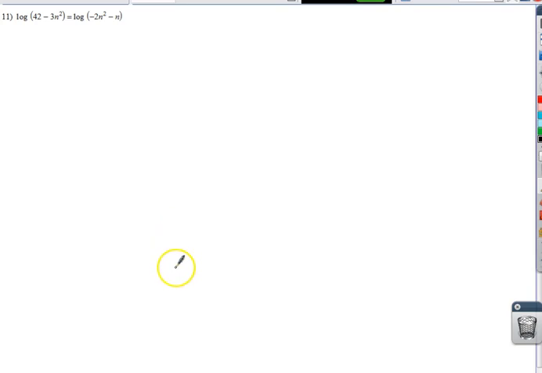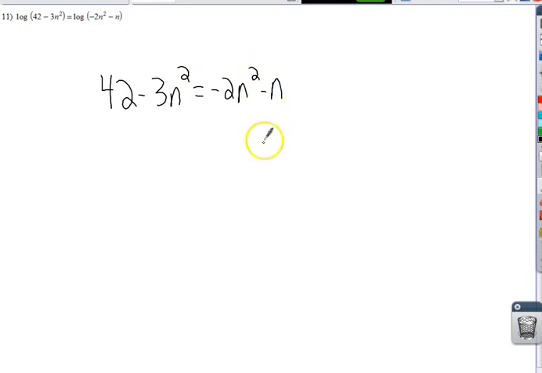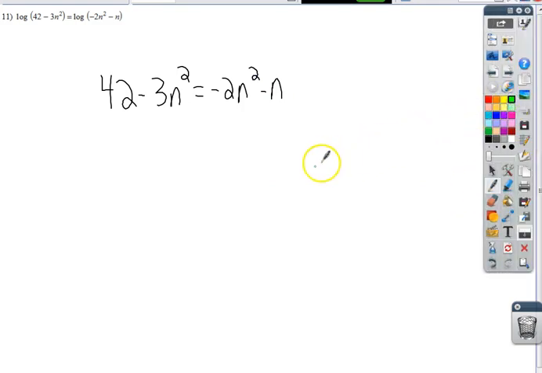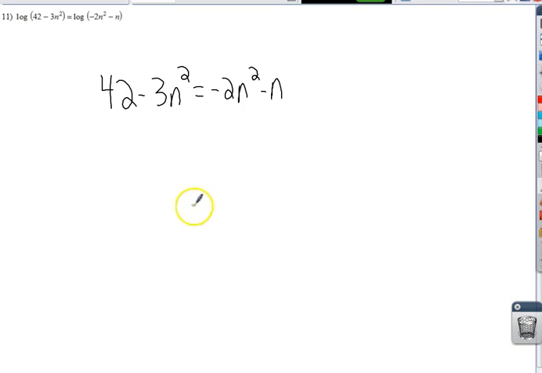All right, here I have log equaling log. Again, base 10, so I set the insides equal. The only part here I've got to worry a little bit about is the fact that in this particular problem, I've got quadratics, which means I need to set it equal to 0. I'm going to just move everything over to this side of the problem, which means add 3n squared and subtract 42.